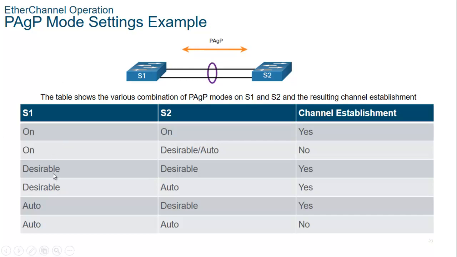If S1 is desirable and S2 is also desirable, a channel can be established. If S1 mode is desirable and S2 is auto, a channel can be established. Same goes if S1 is auto and S2 is desirable, a channel can be established. If both are auto, the channel cannot be established because both are now passive. They are just waiting for packets to start negotiation. So if both are passive, nobody is going to start the negotiation, and the channel cannot be established.